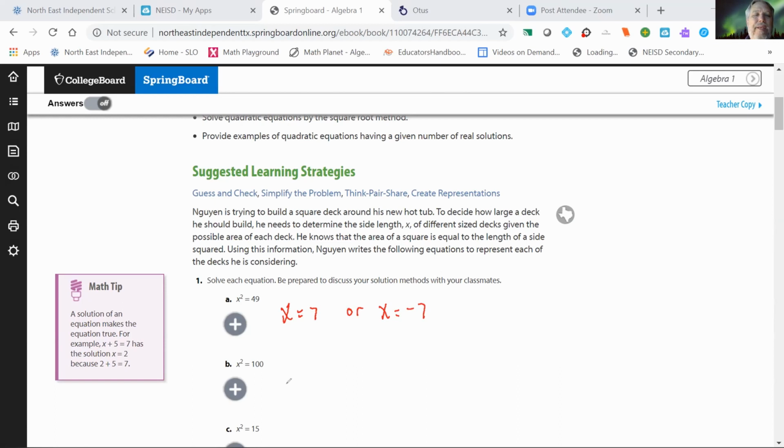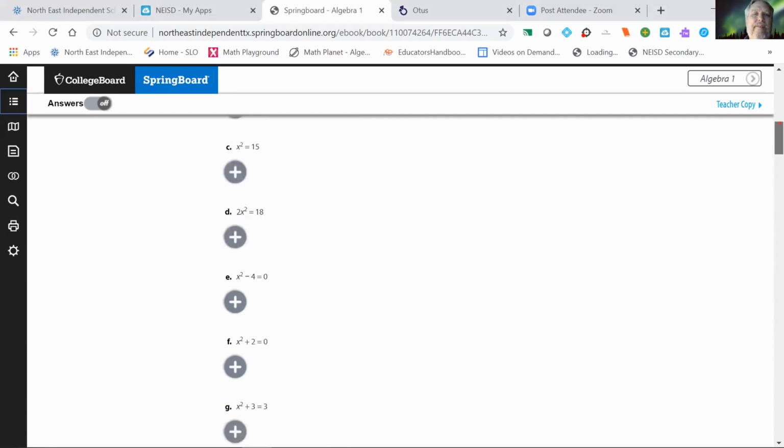All right, so for B, it's a similar kind of thing. We're looking for the values of x that when we square them, we get 100. And again, that's going to be x equals 10 or x equals negative 10. And then as we continue on, we say, okay, that seems pretty easy. So let's go ahead and look at the next one, C.